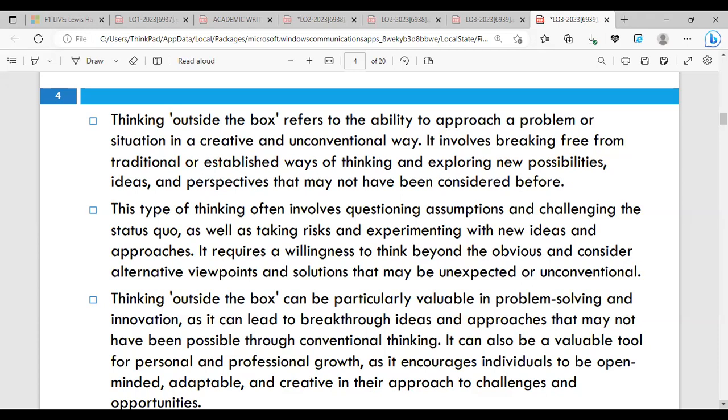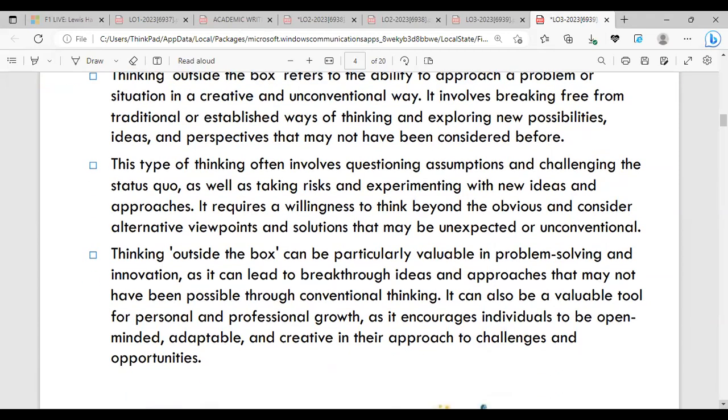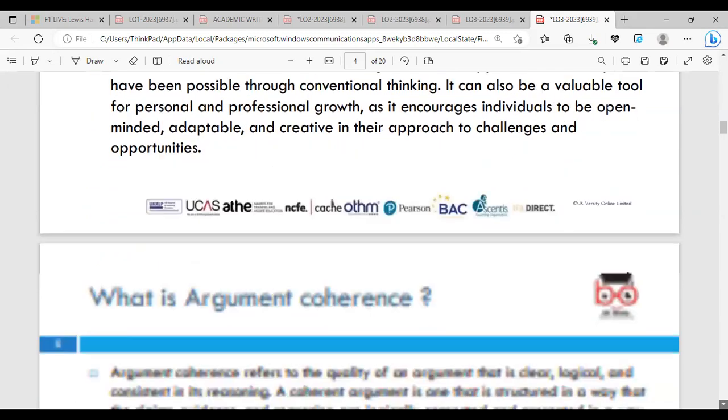So this type of thinking questions assumptions, challenges the status quo, and takes risks and experiments with new ideas. Yes, sometimes it costs you as well. It goes beyond the obvious and considers alternative viewpoints as well as unexpected, unconventional solutions. Thinking outside the box can be particularly valuable in problem solving and innovation, as it can lead to breakthrough ideas and approaches that may not have been possible through conventional thinking. It is also a valuable tool for personal and professional growth, as it encourages individuals to be open-minded, adaptable and creative in their approach to challenges and opportunities.